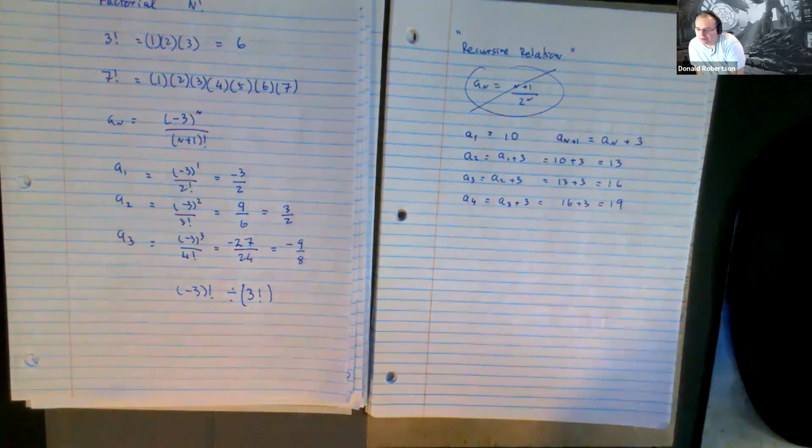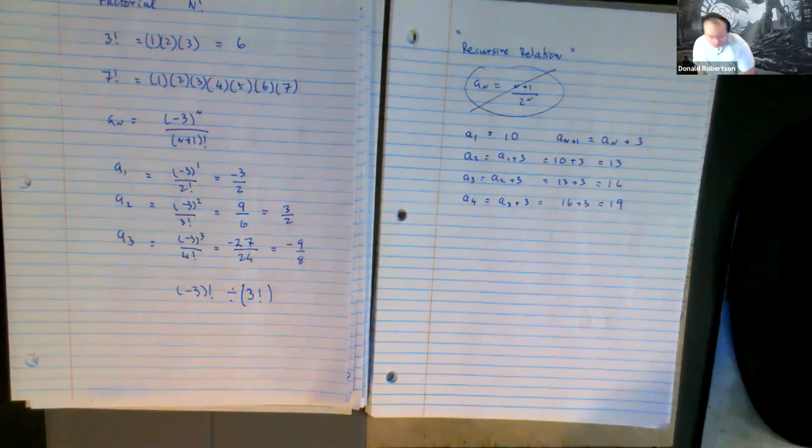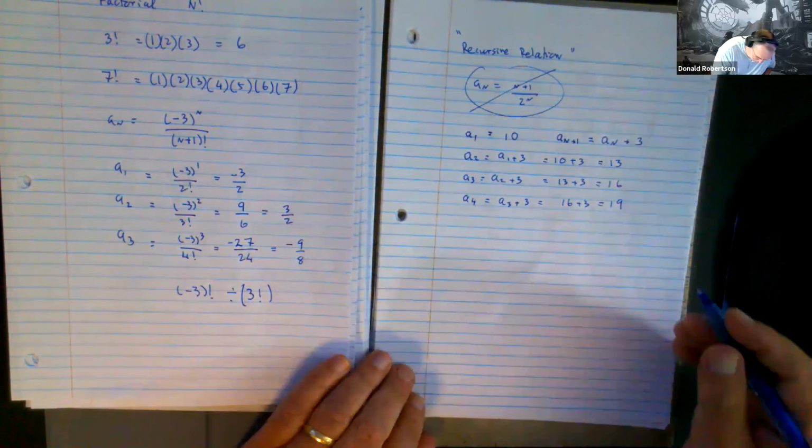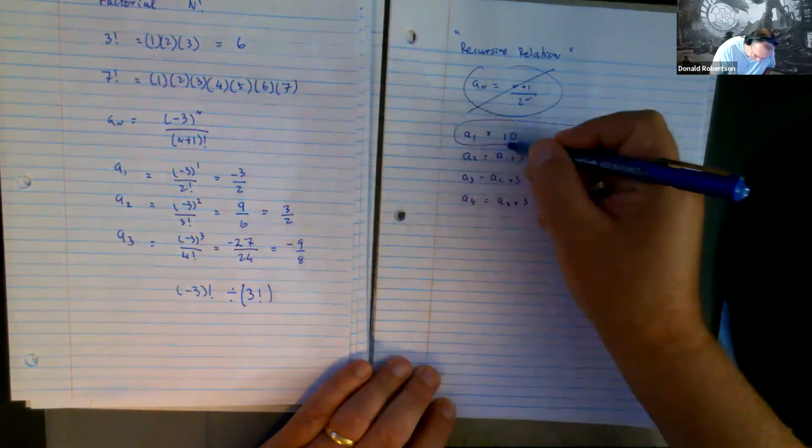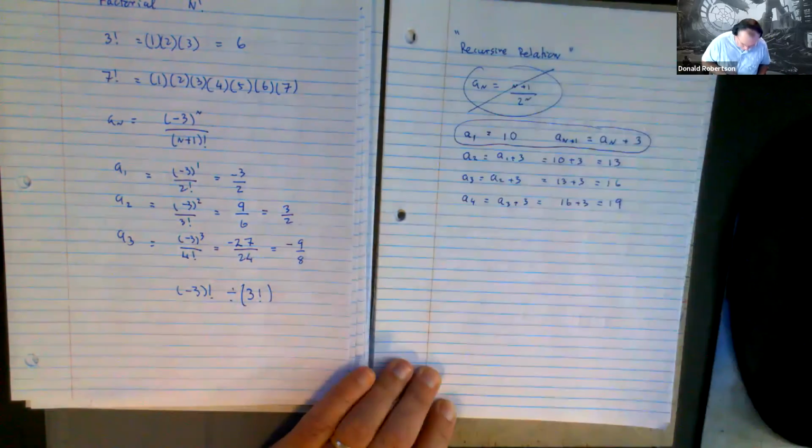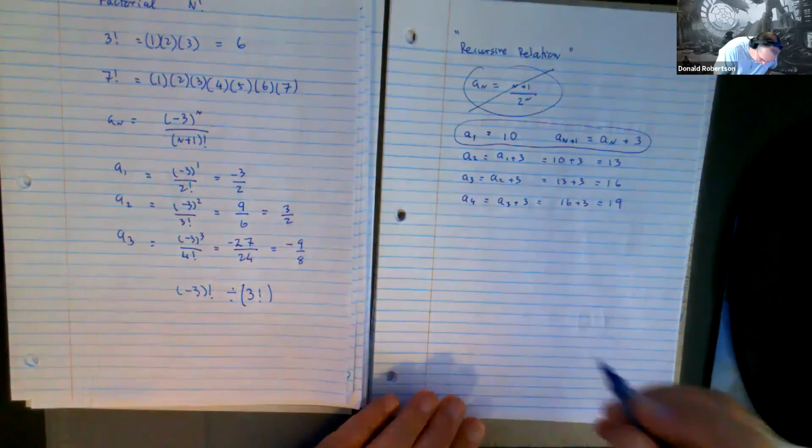It's not really conducive to finding large terms, right? You know, the 100th term in the sequence. But that's what they do. That's one example of a recurrence relationship. Here is another one.